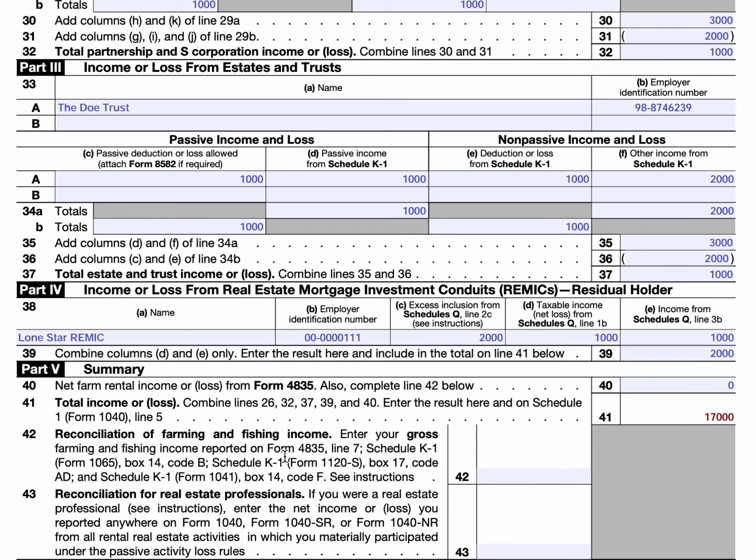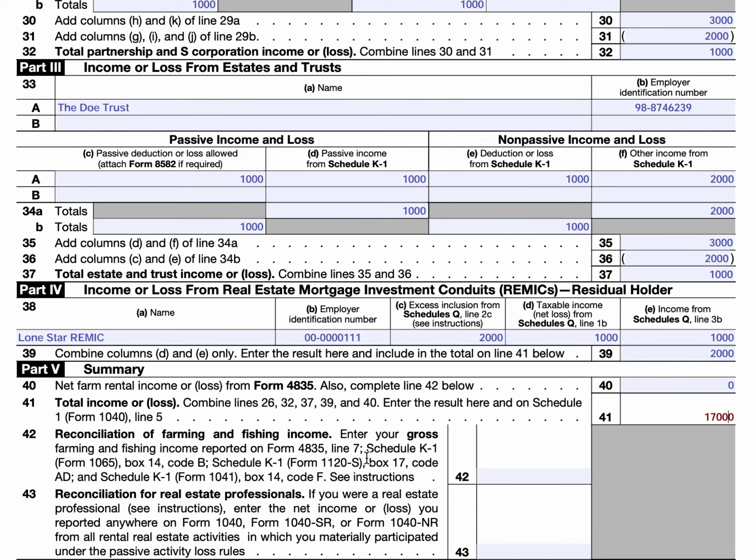Line 43 is a similar reconciliation method, for real estate professionals. A real estate professional is someone who has spent more than half of their personal services in real property trades or businesses in which the taxpayer materially participated under the passive activity loss rules, and who performed more than 750 hours in those real property trades or businesses. For married taxpayers, each spouse has to meet that requirement without respect to the other spouse.